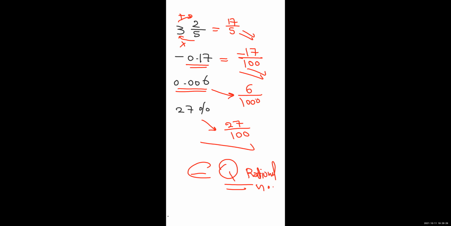Okay, the next numbers, the numbers like 1 and 2 over 3, 3.07, negative 51, 30%, and 102%. The first number, 1 and 2 over 3, Yusuf Muhammad, what do you think about the first number? Is it rational or not?